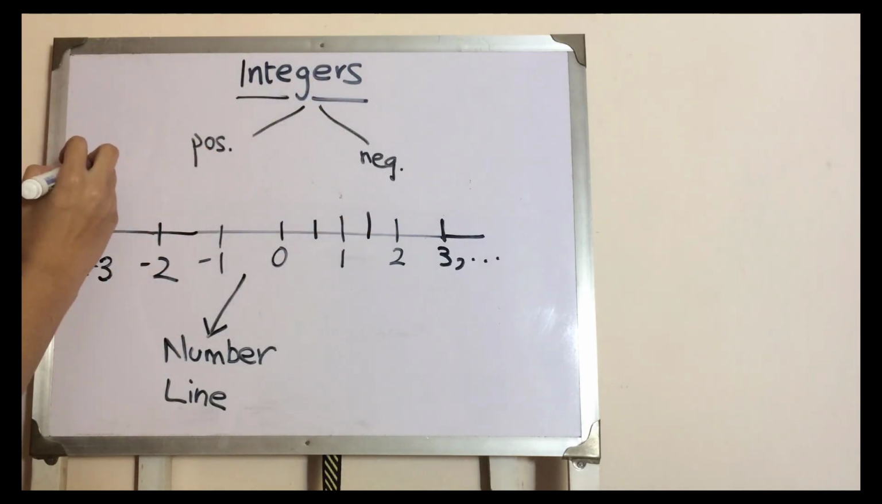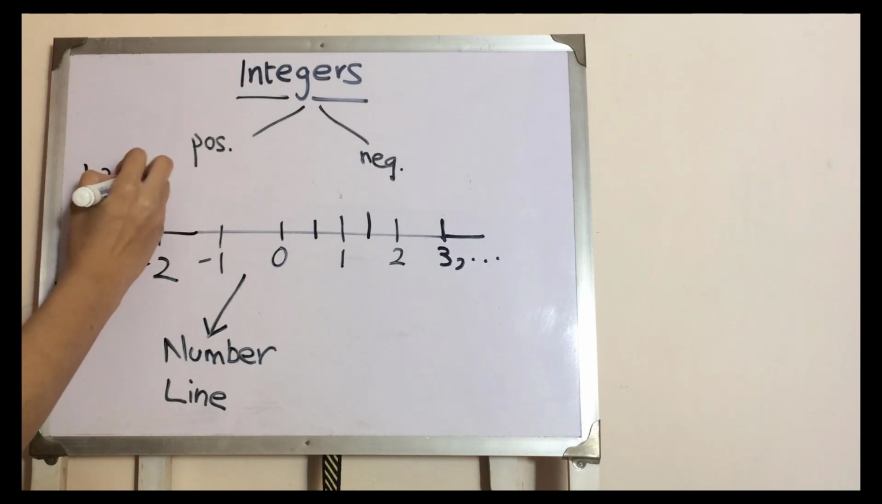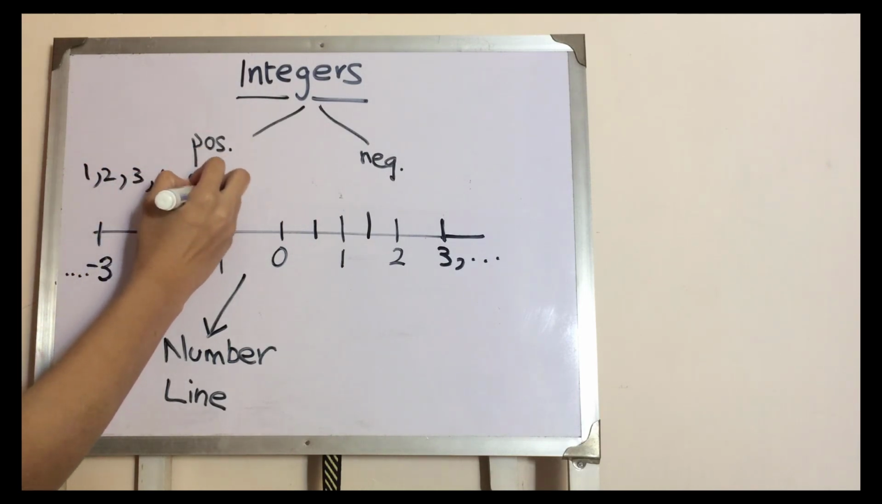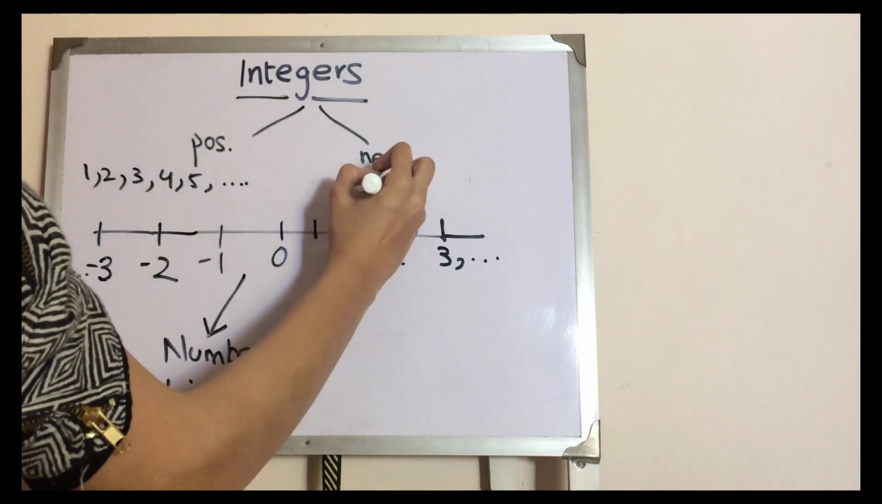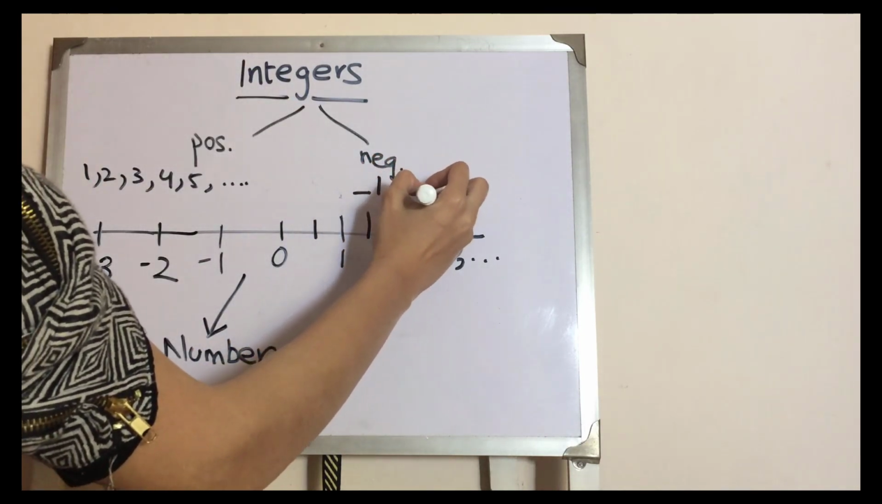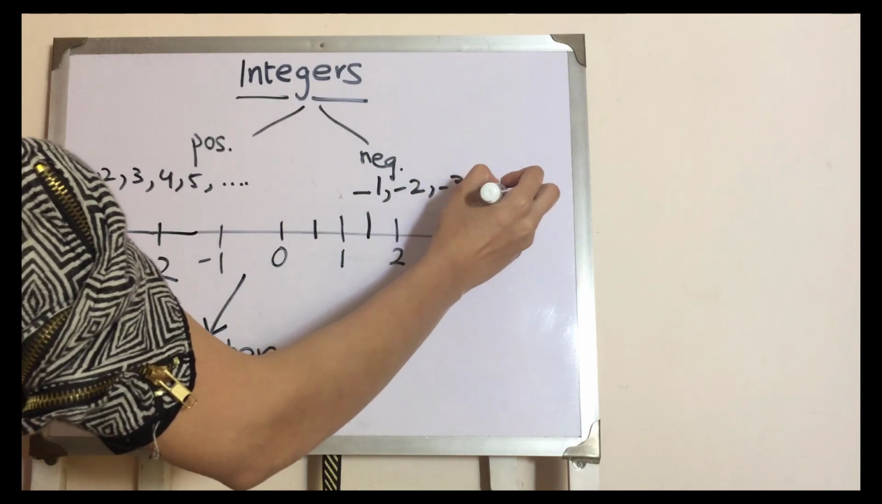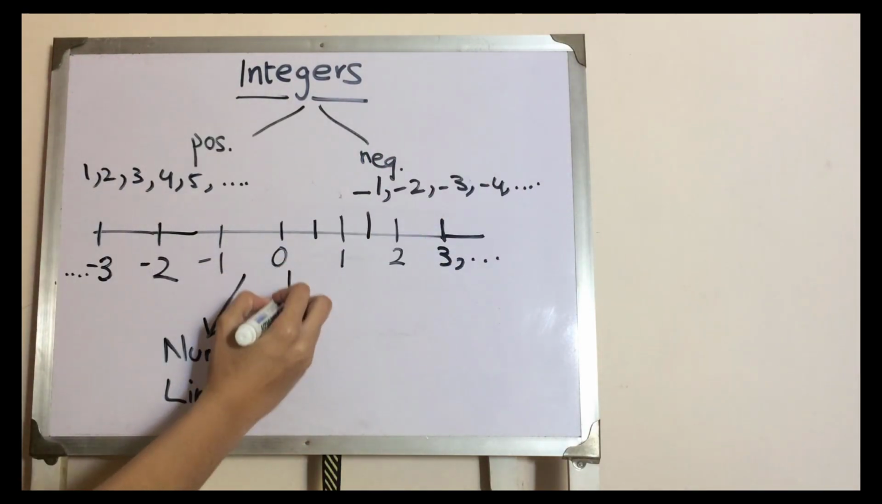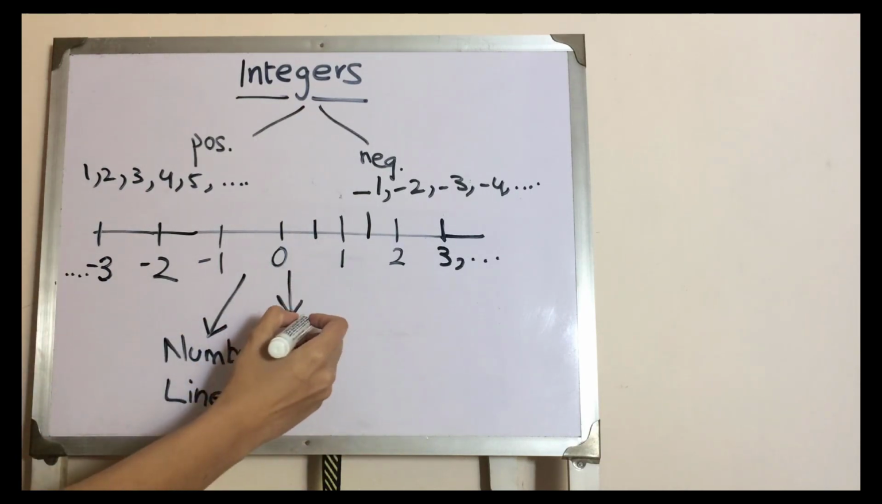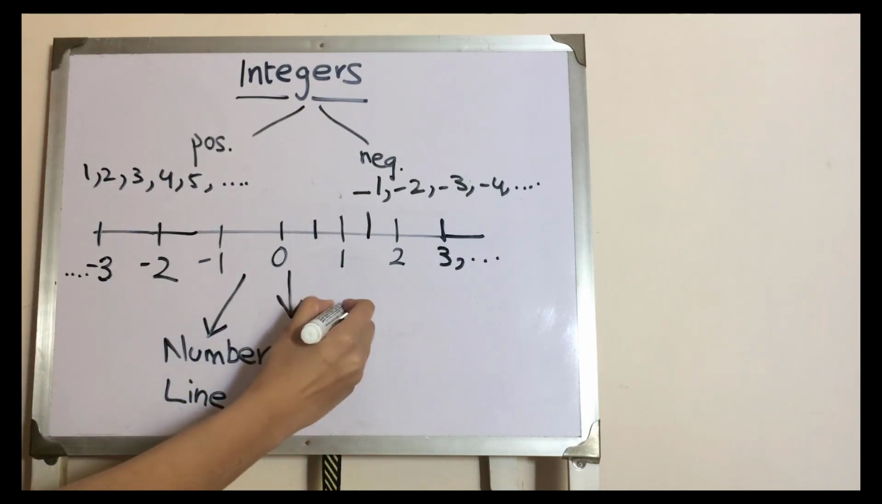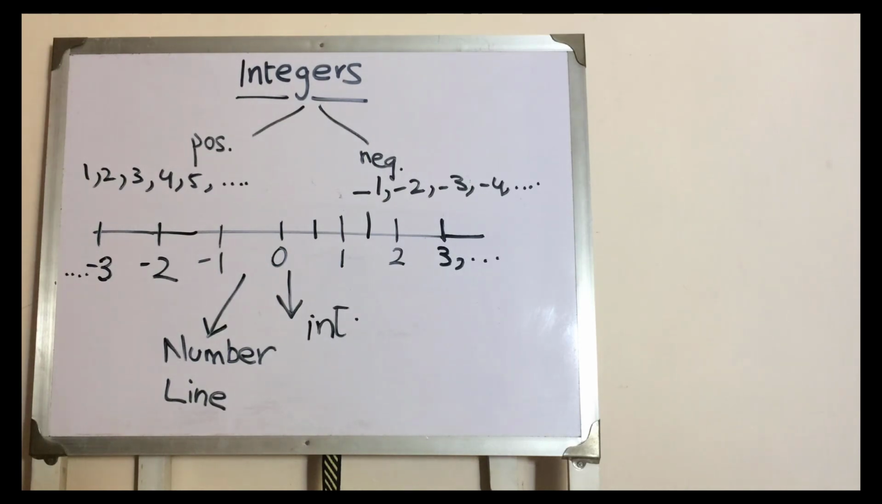So positive integers are 1, 2, 3, 4, 5, and so on. What are negative integers? Negative integers are minus 1, minus 2, minus 3, minus 4, and so on. Now the question arises, is 0 a positive integer or a negative integer? 0 is neither a positive integer nor a negative integer, it is just an integer.